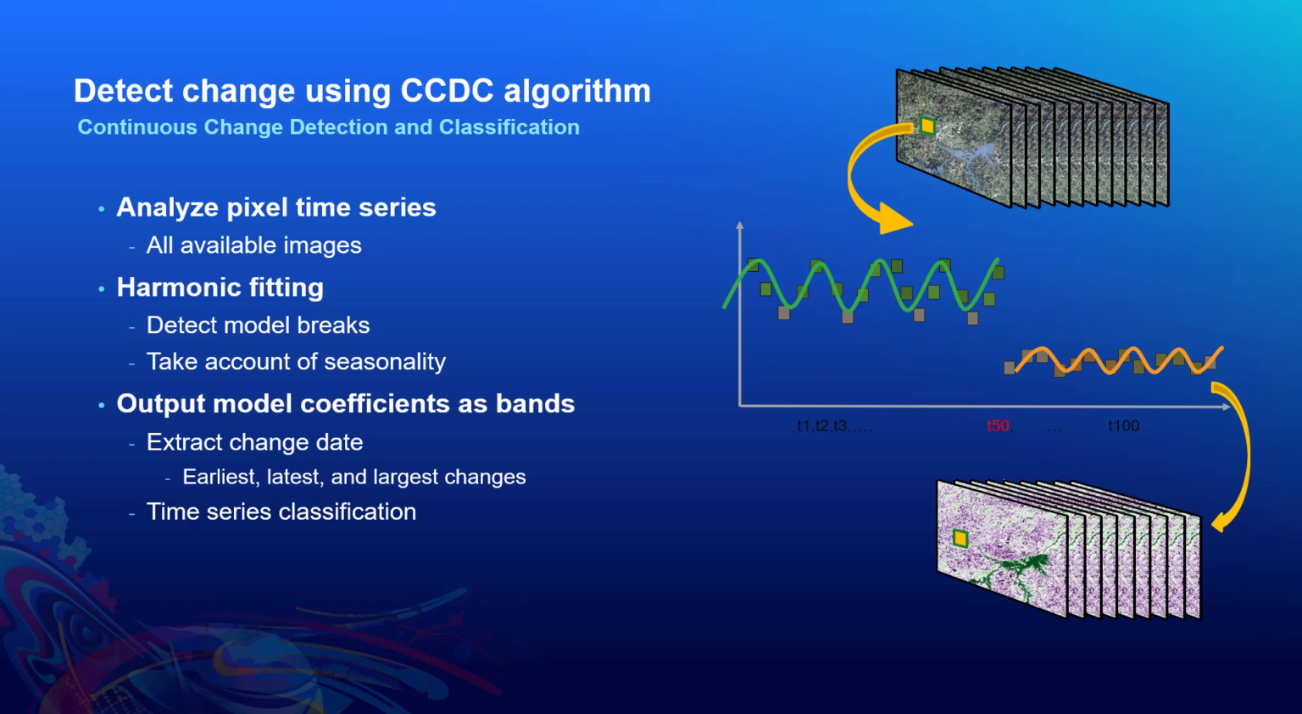If one pixel time series cannot be modeled with one harmonic function, then the model breaks, and the date at which it breaks becomes the change date. So we can extract the earliest change, latest change, and the largest change.